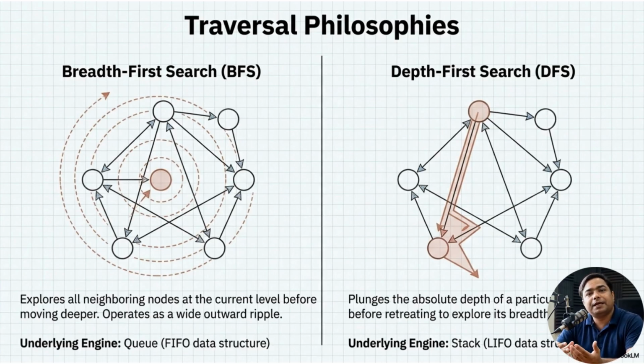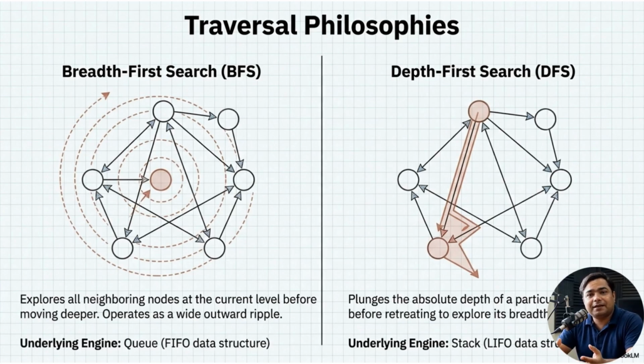Now let us look at DFS. Depth first search goes deep into one path before coming back. It starts from one node, chooses one neighbor, moves to that neighbor, then moves again to another neighbor, and continues until it cannot go further. After that, it backtracks. DFS is like entering a maze and following one path as deeply as possible. If the path ends, you come back and try another path.